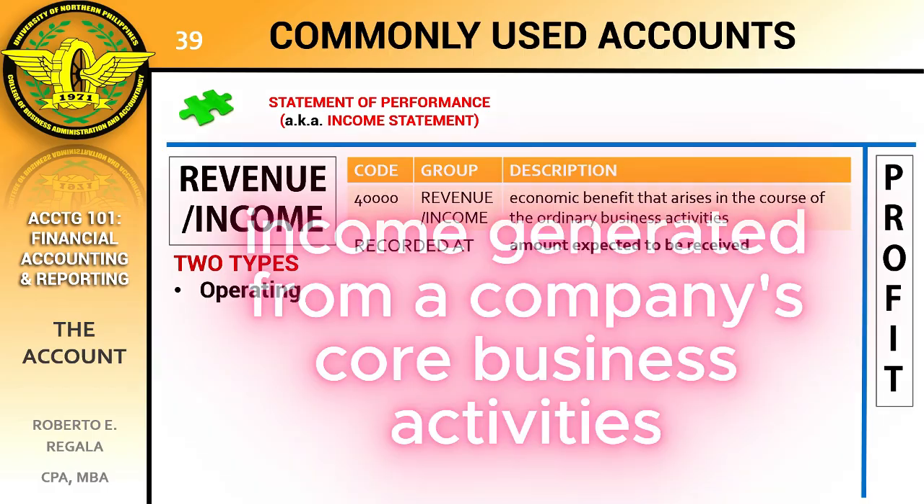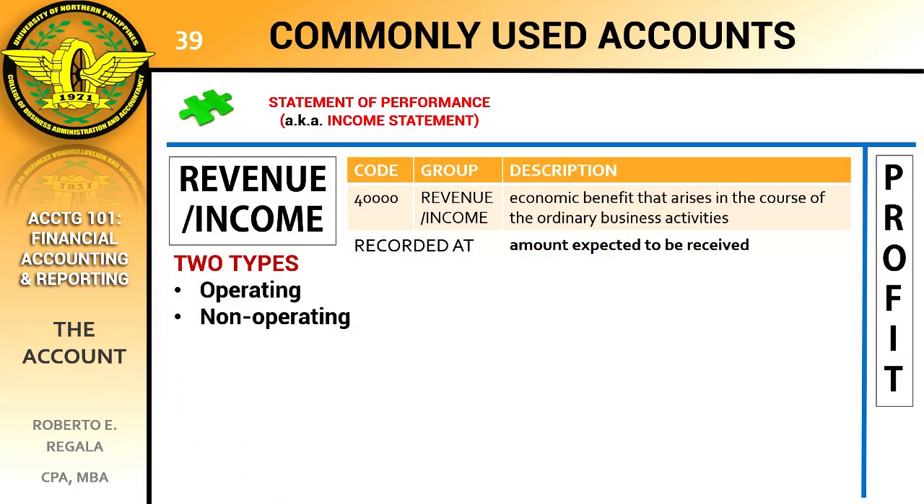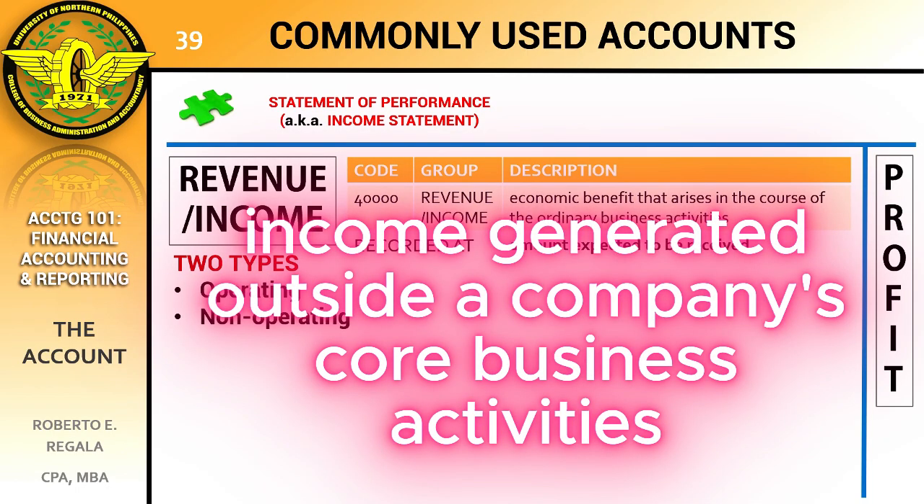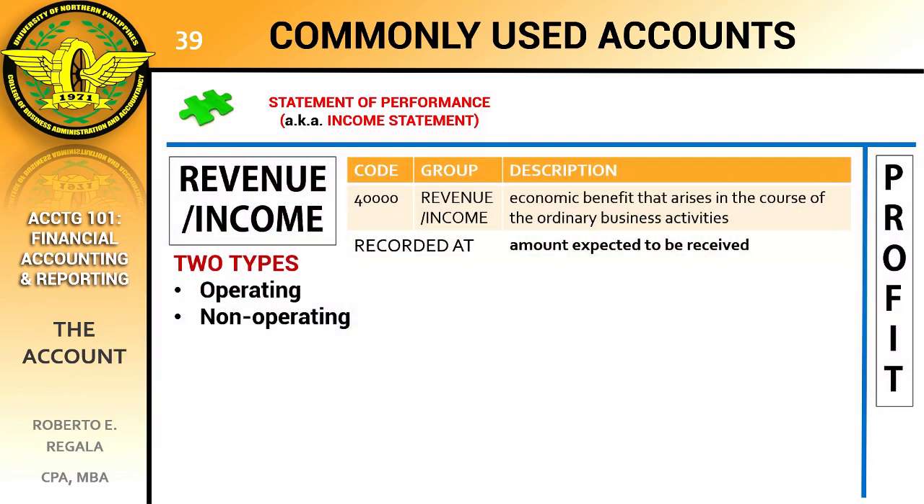Operating revenue refers to the income generated from a company's core business activities, such as sales of goods or services directly related to its primary operations. Non-operating revenue refers to income generated from activities outside a company's core business operations, such as interest income, dividends, asset sales, or rental income from extra building space an entity leases to tenants.